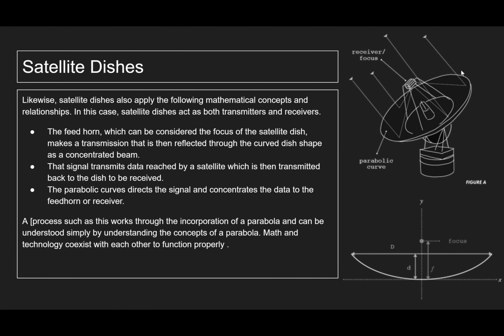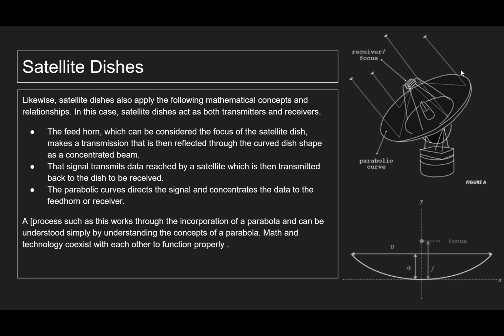Similarly to headlights, satellite dishes also apply the following mathematical concepts and relationships. In this case, satellite dishes act as both transmitters and receivers. This means they transmit and receive signals. The feed horn, which is placed as the focus on a satellite dish, makes a transmission that is then reflected through the curved dish as a concentrated beam.